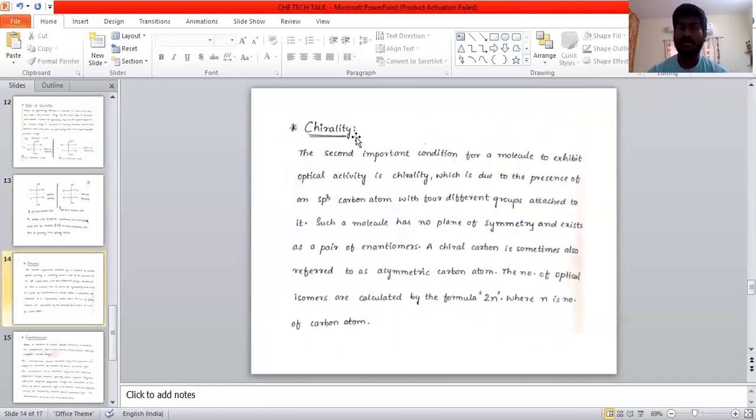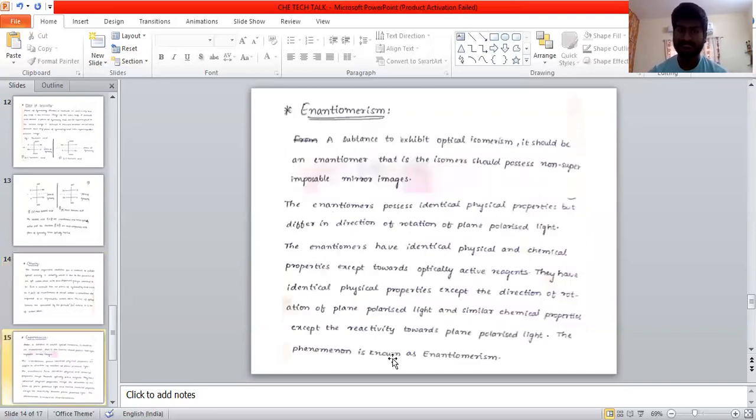Next important one is about polarity. The second important condition for a molecule to exhibit optical activity is chirality, which is due to the presence of an sp3 carbon with 4 different groups attached to it. Such a molecule has no plane of symmetry and exists as a pair of enantiomers. Such a carbon is sometimes also referred to as an asymmetric carbon atom. The number of optical isomers is given by the formula 2^n, where n is the number of such carbon atoms.